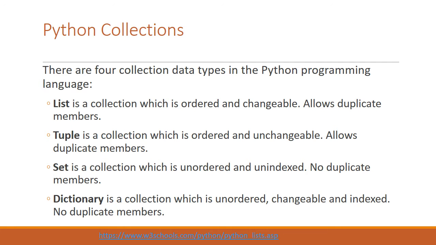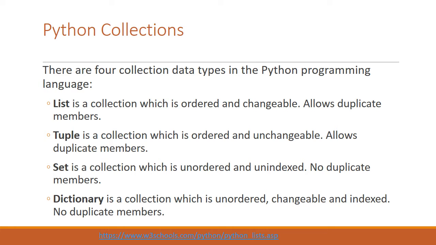In Python, there are 4 collection data types. A list is a collection which is ordered and changeable, and it allows duplicate members. A tuple is a collection which is ordered and unchangeable. It also allows duplicate members.